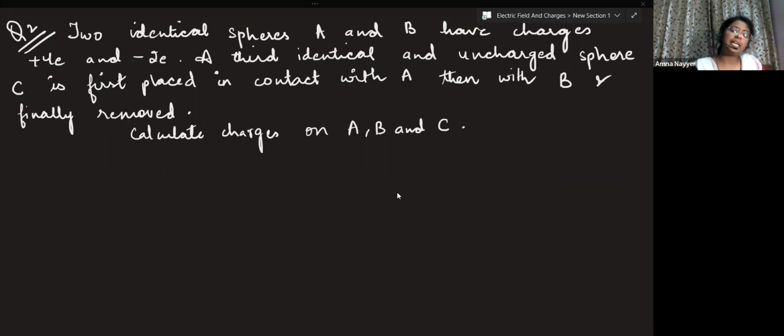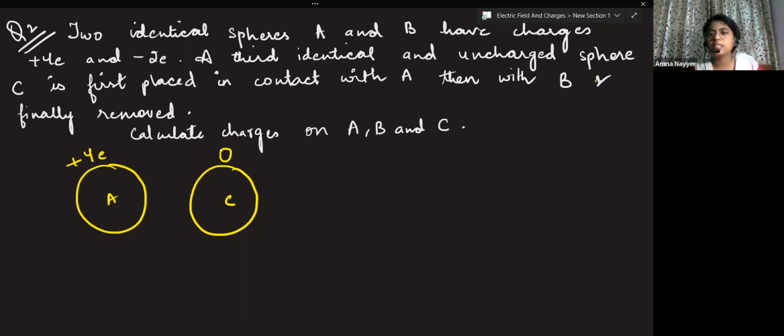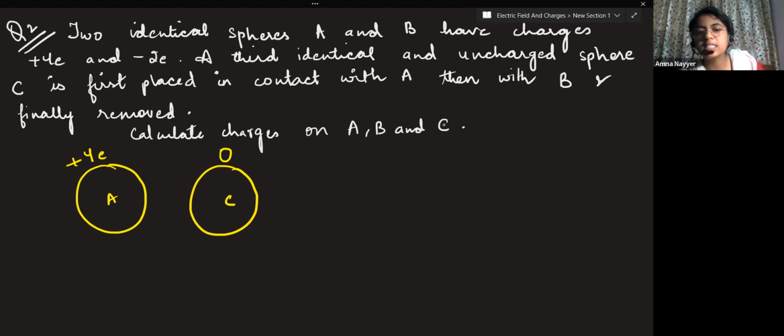A will have plus 2e, and B and C will have 0. Now see how. B and C get 0. Yes, Aisha is also right. Now see, A is this. We have C. These are two identical spheres. Now A has plus 4e, C has 0 charge. The way we have seen in the previous example also, ultimately charges get equally distributed. So A has plus 4e, C has 0.